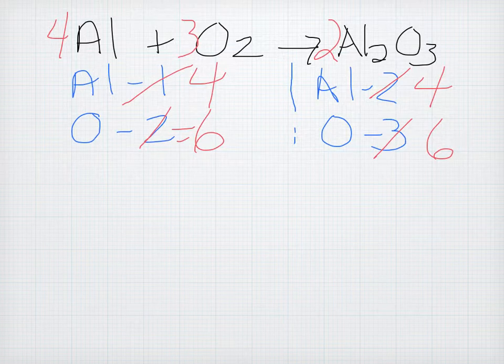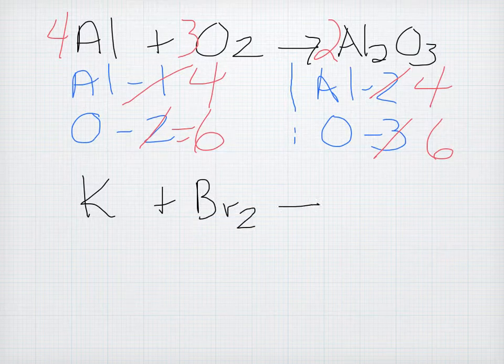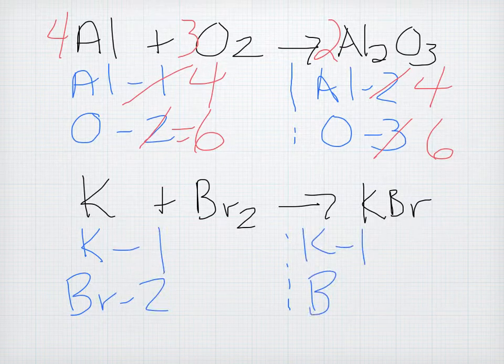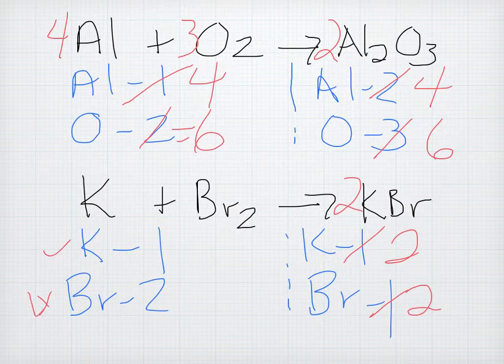Let's do another. So let's count K. Br2, 1, K 1, Br. So my potassiums are good, my bromiums are not. Therefore, I need to put a 2 up front. But when I do that, my bromiums are now good, but my potassiums are not. So I need to put a 2 up front of here.